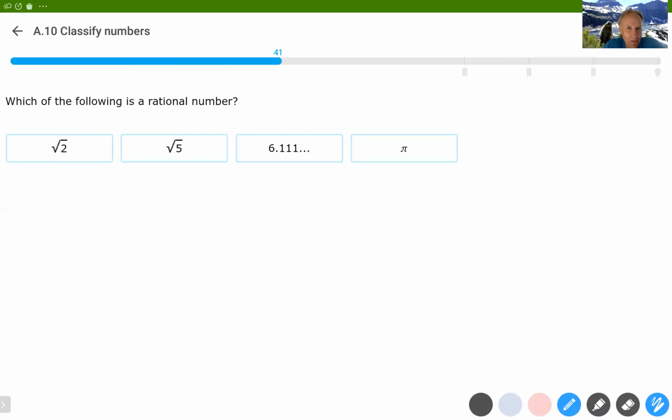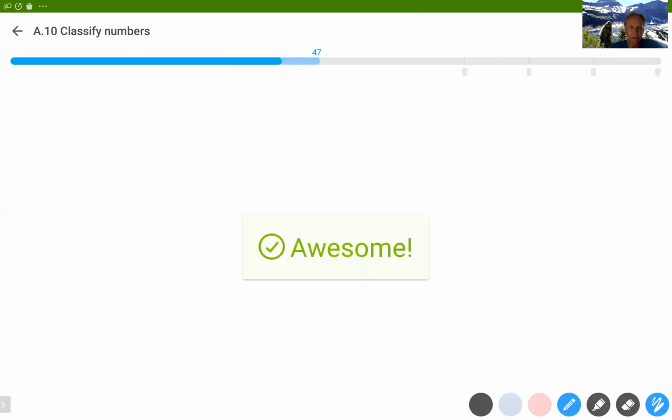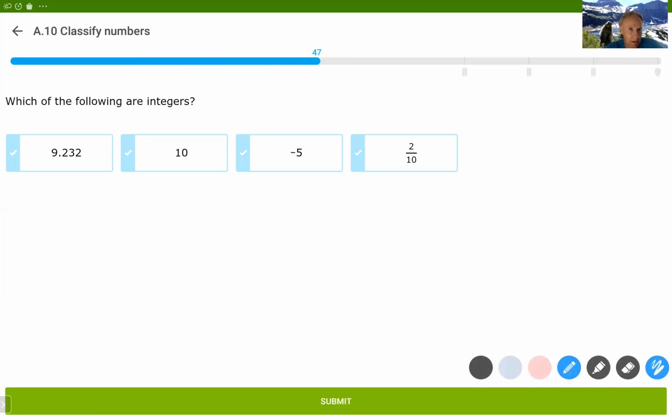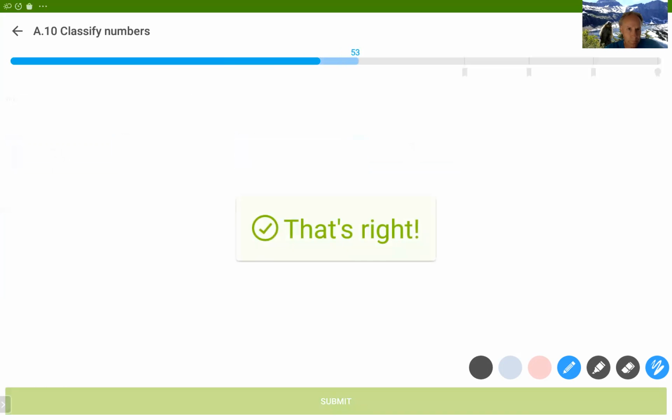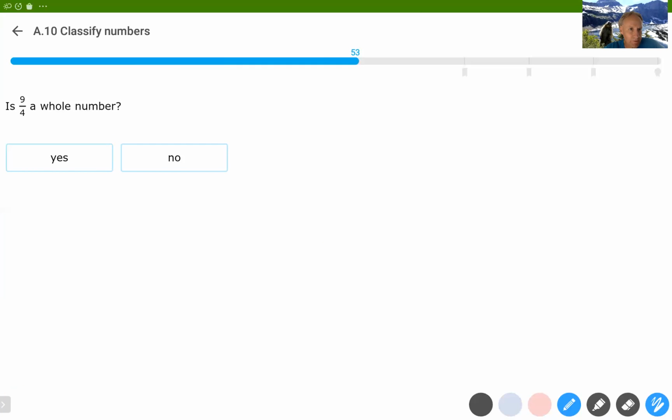Which of the following is a rational number? This one is a repeating decimal, but it definitely is. Remember, repeating is okay. Which of the following are integers? That's an integer. That's an integer. Is 9 over 4 a whole number? No. Whole numbers are integers starting at 0.